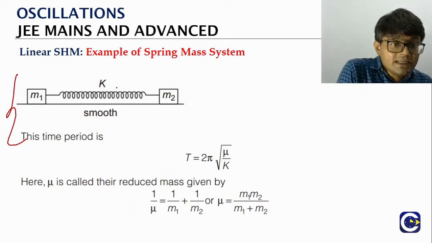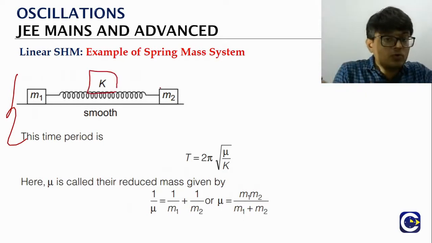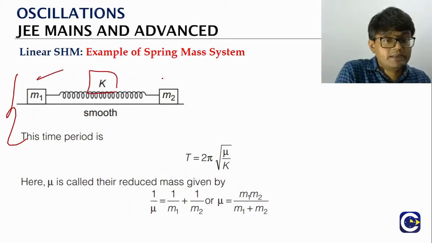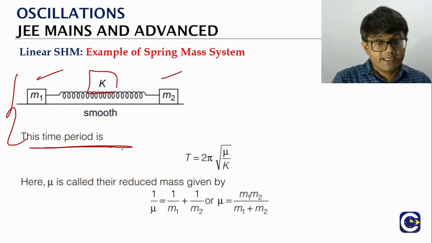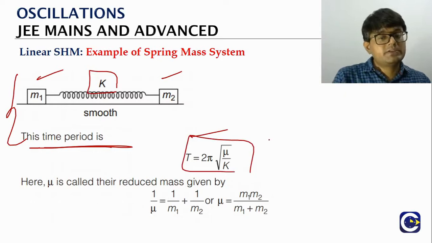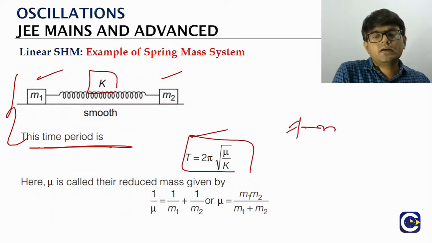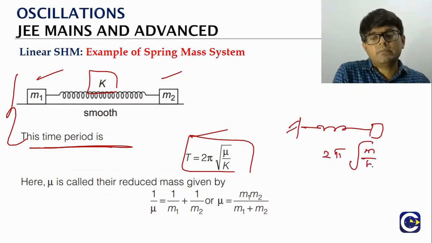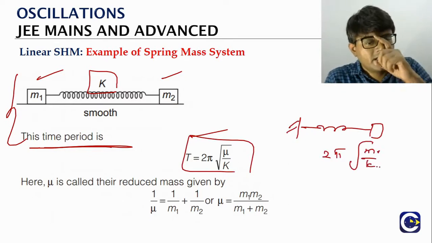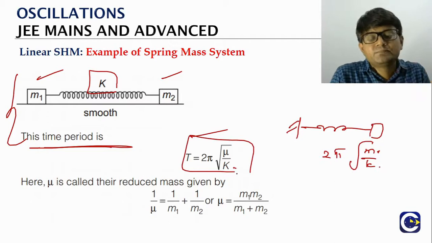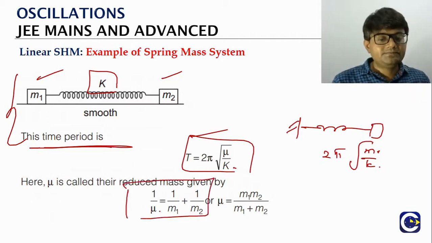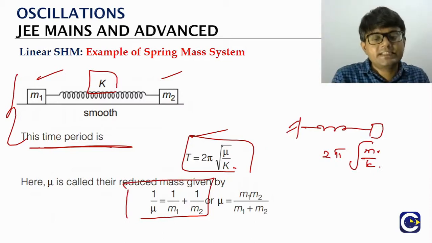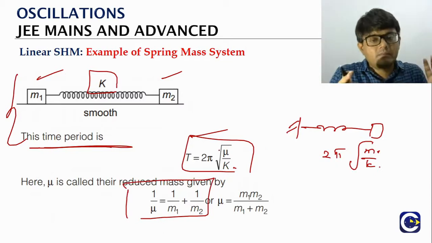If you have a single spring of constant K with 2 masses on either side, here we have a mass m1, here we have mass m2, then the period of oscillation for this system will be given by 2 pi root. Normally, if you have a spring and a mass, what is the period of oscillation formula? 2 pi root m by K. Mass will come here, spring constant will come here. Here we have only 1 spring, but here we have 2 masses. Now for both these masses, the period of oscillation is given by 2 pi root mu by K.